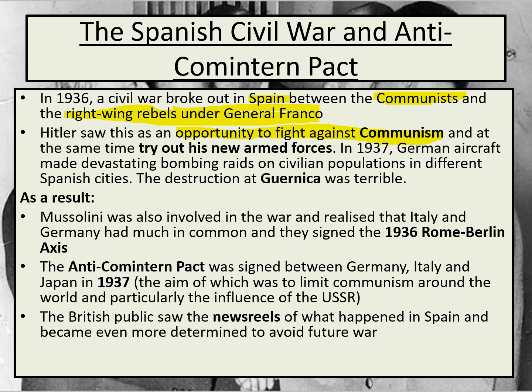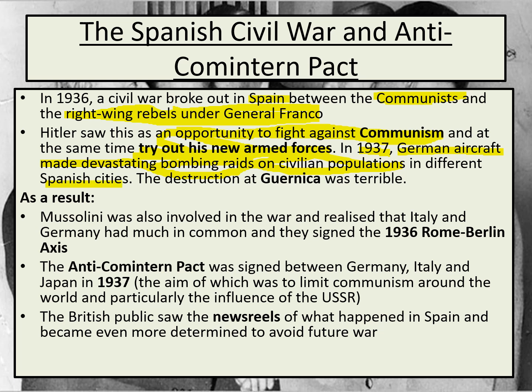But also, it's going to allow him to try out his new armed forces. He had been expanding, we know, his air force in particular. What this war would do was give him the opportunity to demonstrate what his air force could do. So in 1937, the German Luftwaffe, the German aircraft, made devastating bombing raids on civilian populations in Spanish cities.